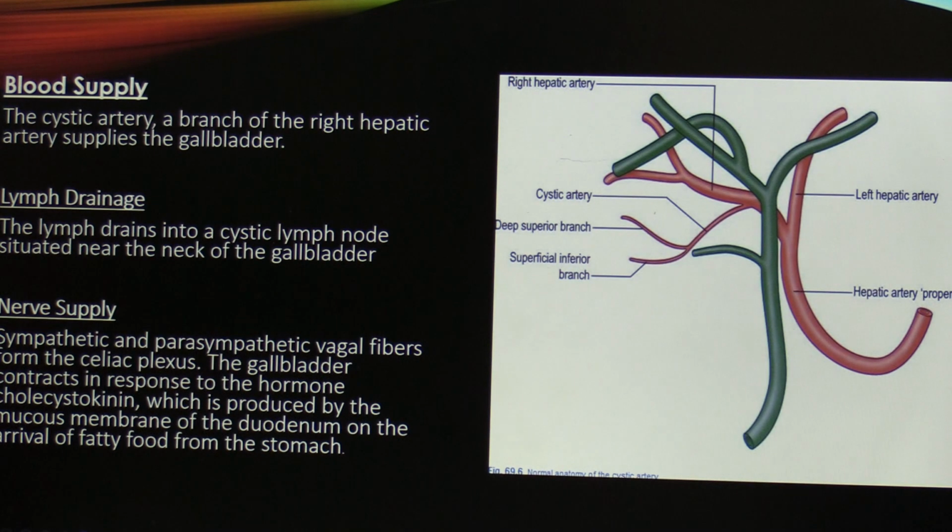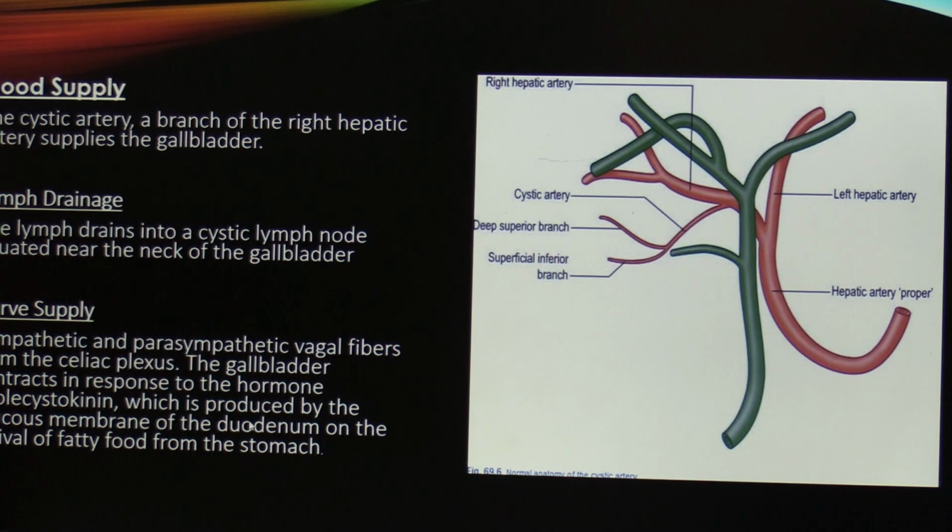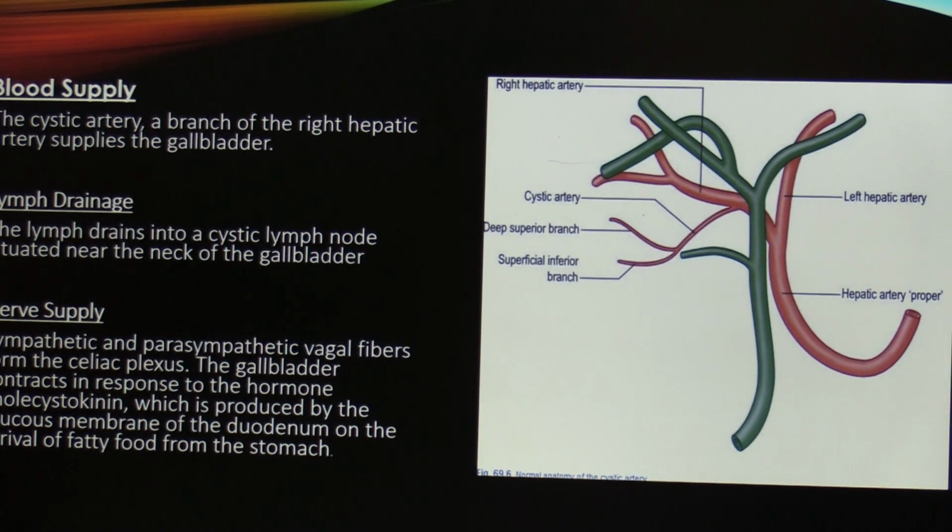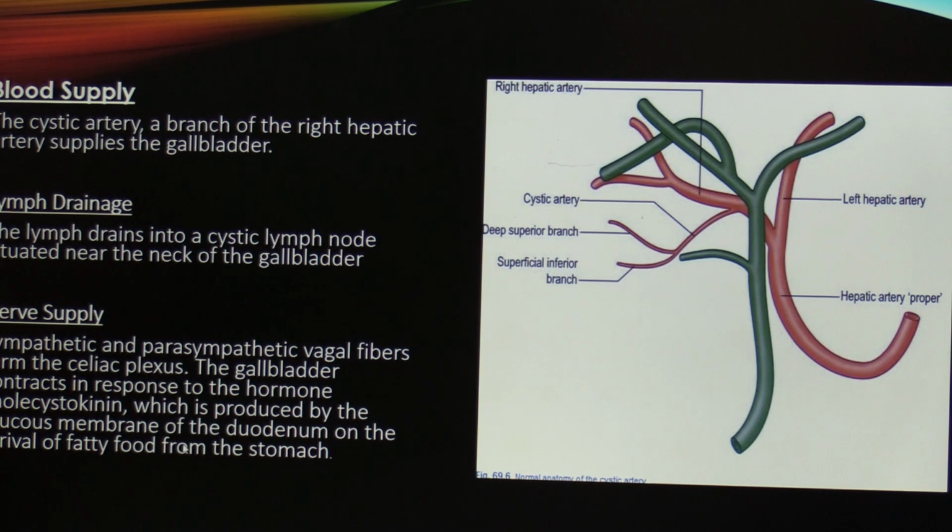in the body. And if we talk about the blood supply of the gallbladder, the cystic artery, which we have already seen, a branch of the right hepatic artery, supplies the gallbladder. The lymph drains into the cystic lymph node situated near the neck of the gallbladder. For nerve supply, the sympathetic and parasympathetic vagal fibers come from the celiac plexus. The gallbladder contracts in response to the hormone cholecystokinin, which is a very important hormone which everybody should know, and it is produced by the mucous membrane of the duodenum on the arrival of fatty food from the stomach.